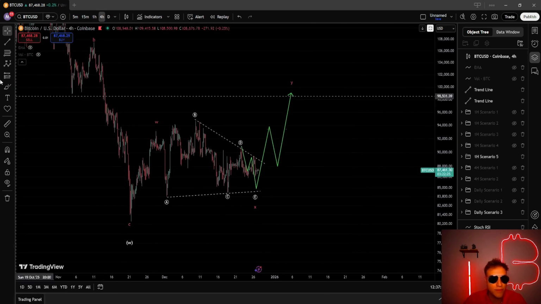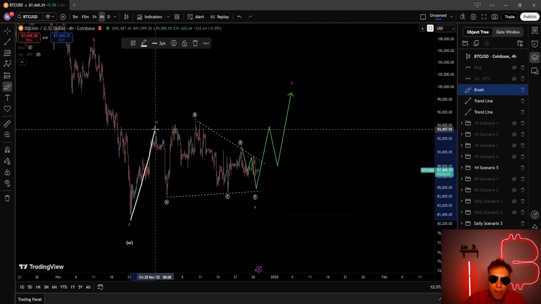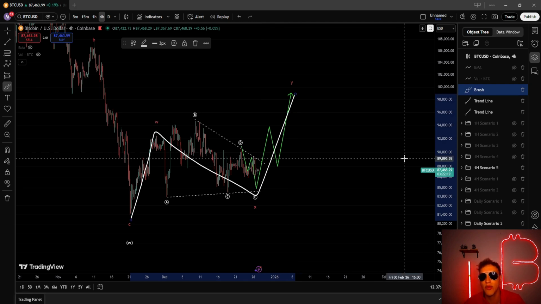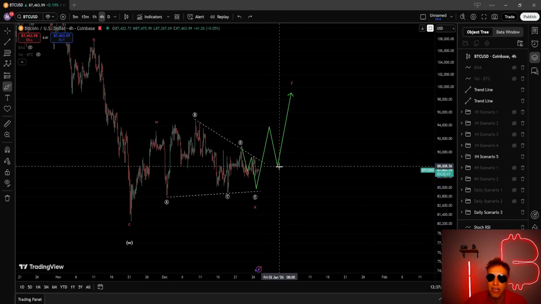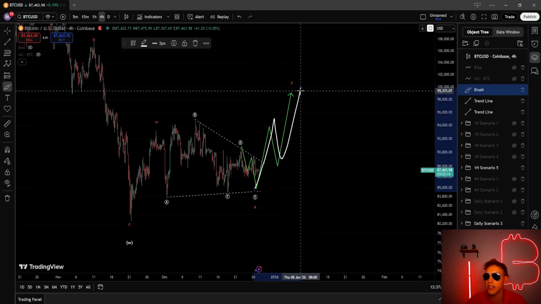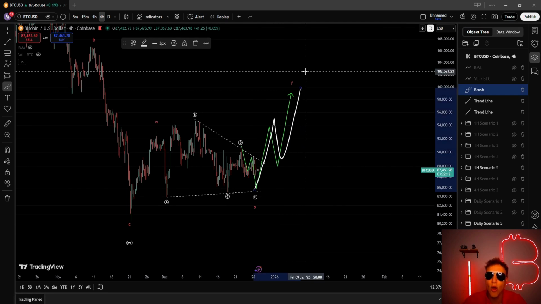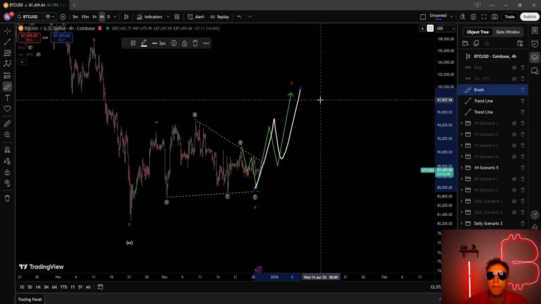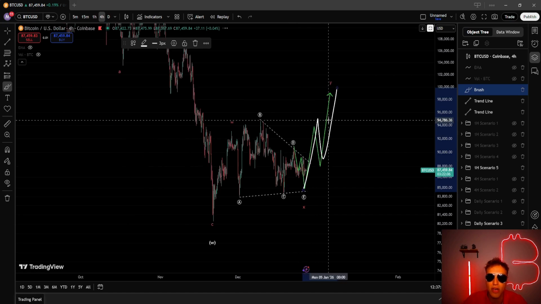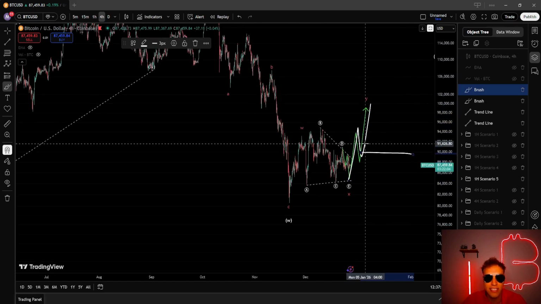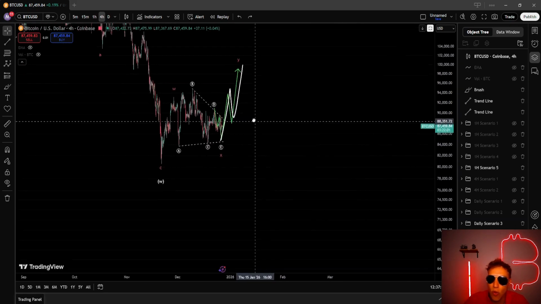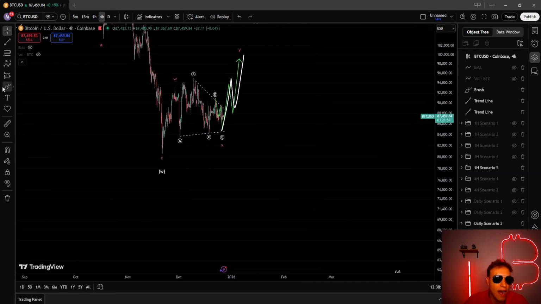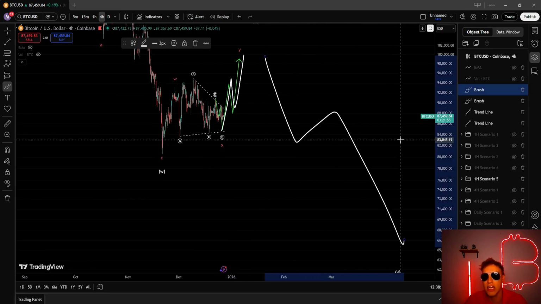A W, right? A W up, a triangle in wave X, and now we are looking for a 3-wave structure to the upside. This will be quite a sharp move. We might go up hitting that $100,000 or $102,000 region, and that will be a massive thing of people saying, oh, maybe this bear market has not yet started. But that will end when we come crashing again down in our wave Y, our 3-wave structure down.